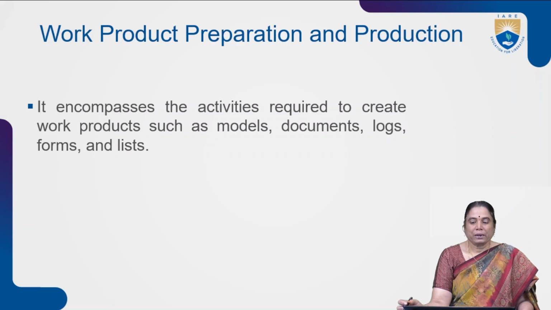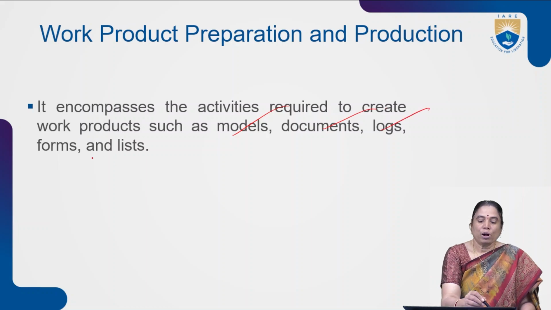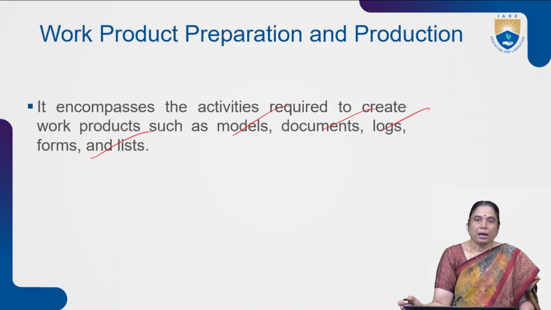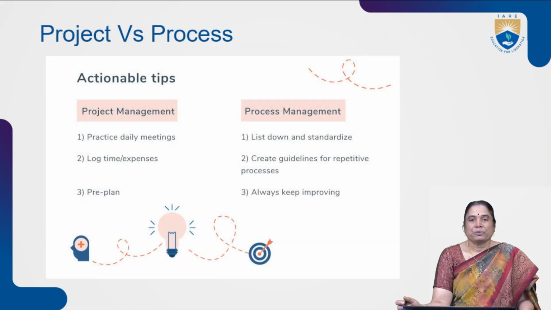Work product preparation and production encompasses the activities required to create work products such as models, documents, logs, forms and lists. So the artifacts production, the templates, and managing these artifacts are majorly focused in the work product preparation and production umbrella activity. So the project and process are the major concern.